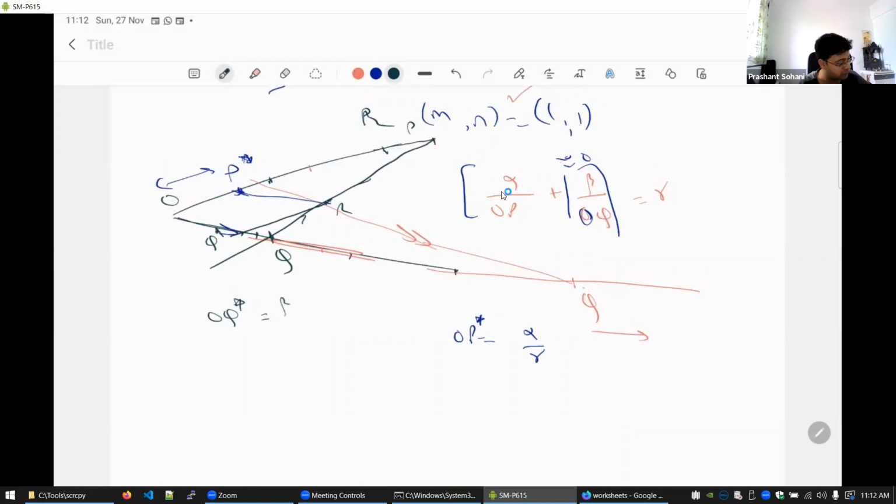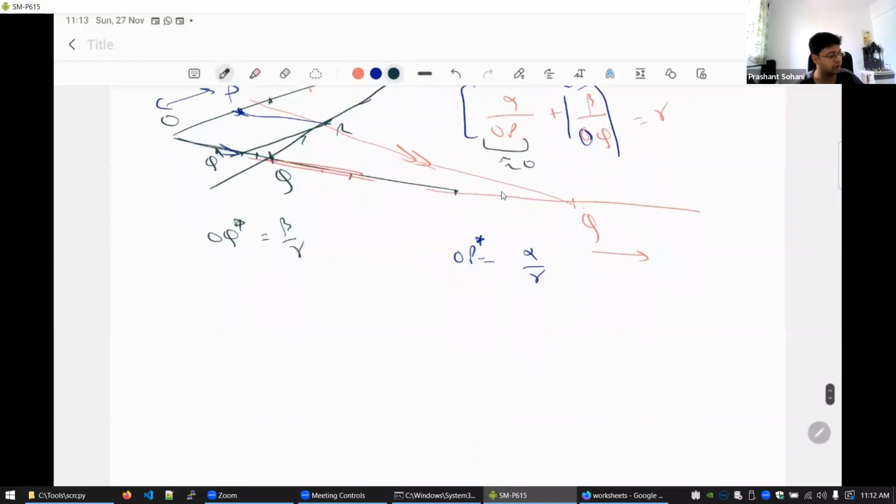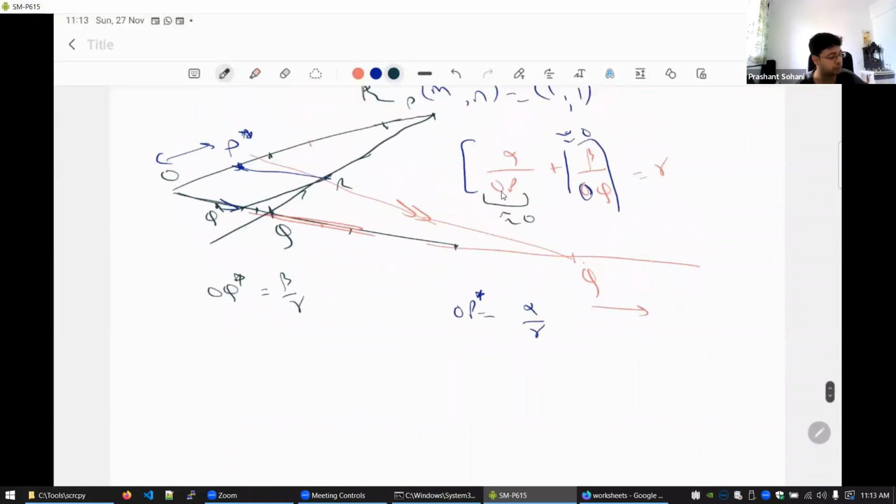OQ star will be beta by gamma, because in that case, the first term will be very close to 0. So now do you see how I can construct the position of this point R? Yes, sir. We are still guessing, we are not sure, but at least we have a good guess for how we can construct R now, right? So we can locate the points P star and Q star because alpha, beta, gamma are known constants. And then we can complete that parallelogram, right?